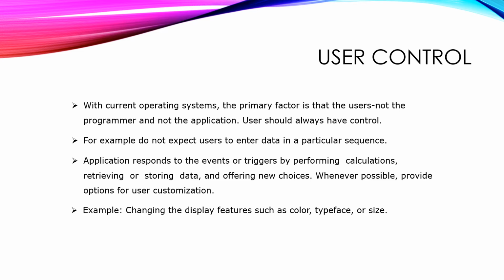First one is user control. With current operating systems, the primary factor is that the user, not the programmer or application, is in control. The user should always have control of the form. For example, do not expect the user to enter data in a particular sequence. The application responds to events or triggers by performing calculations, retrieving or storing data, and offering new choices. Whenever possible, provide options for user customization. Example, changing display features such as color, typeface, or size.